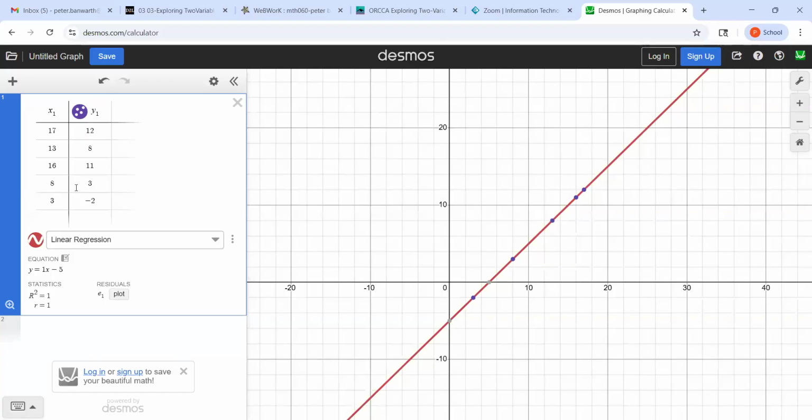Sorry, Desmos did this for me, which I think is great. I'm going to use it every time. But I also want to show you how you would do it by hand instead. I'm not necessarily saying you should do it by hand, but I want you to know how.